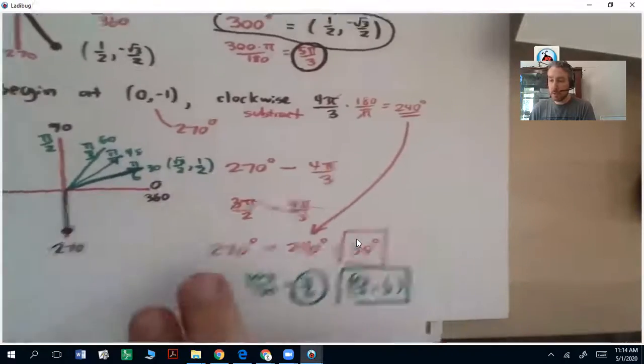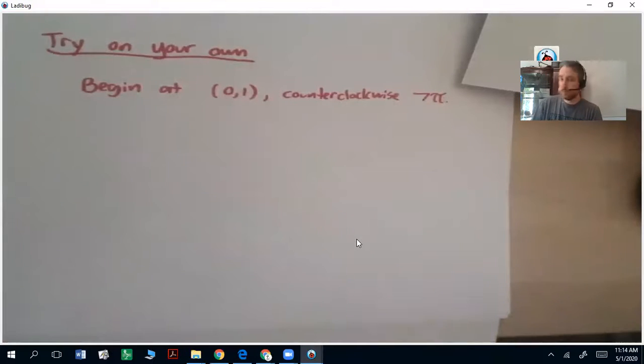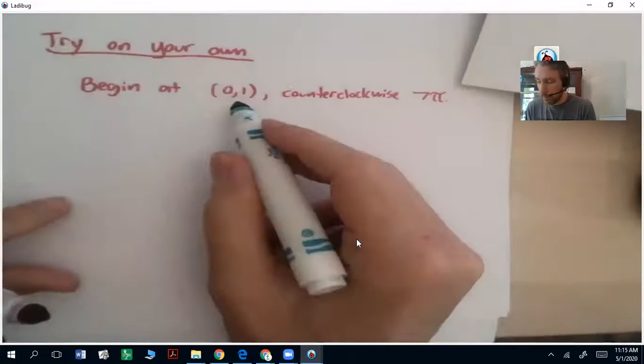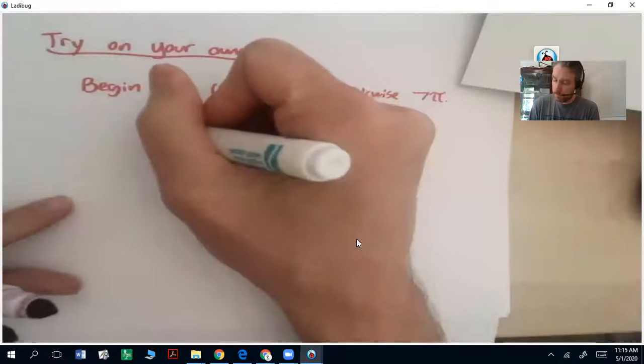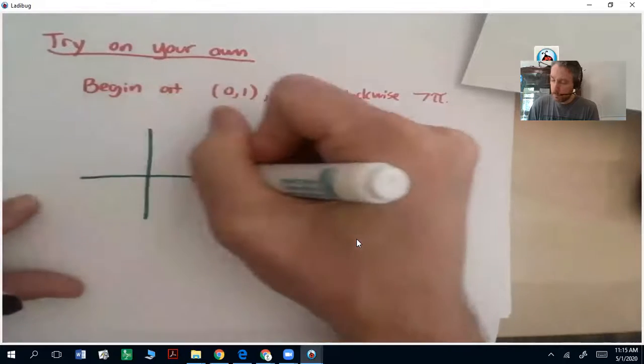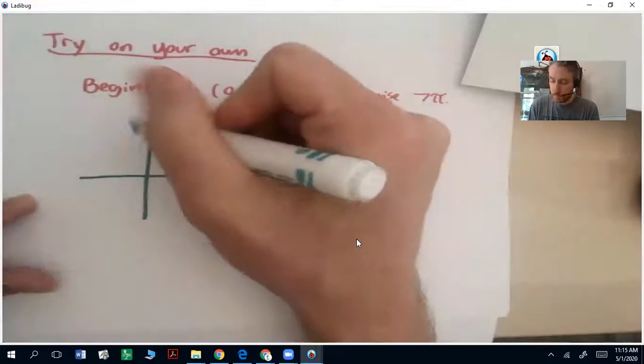All right, we got one last one for you to try. Okay, so we want to begin at 0, 1. We want to go counterclockwise 7 pi. So where is 0, 1?